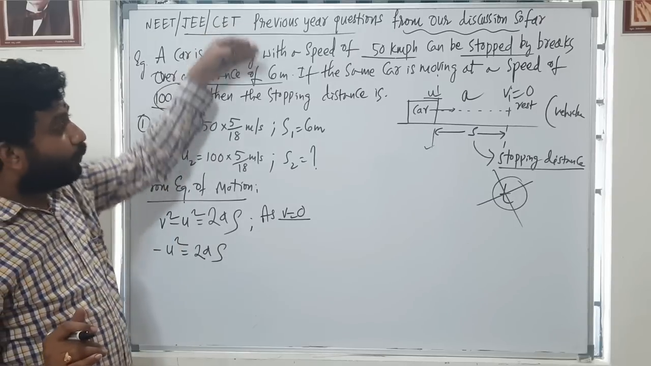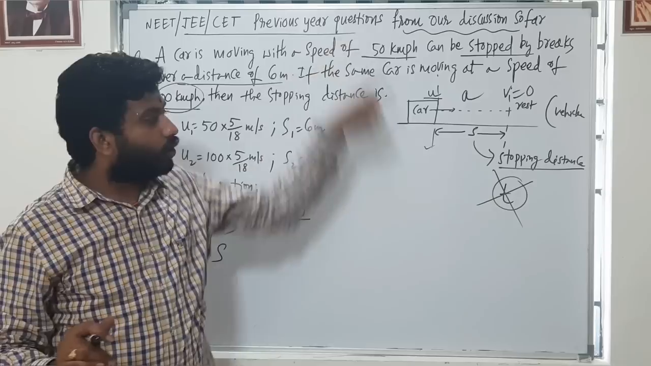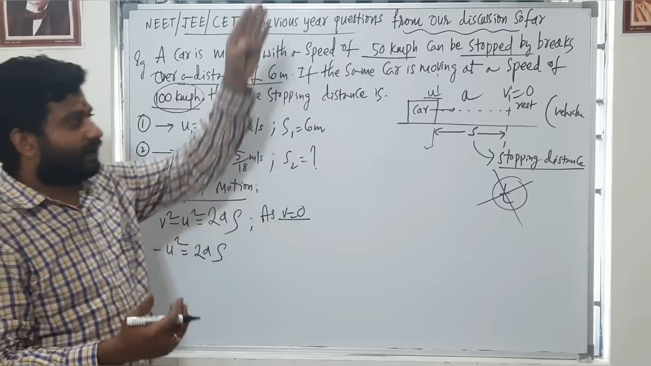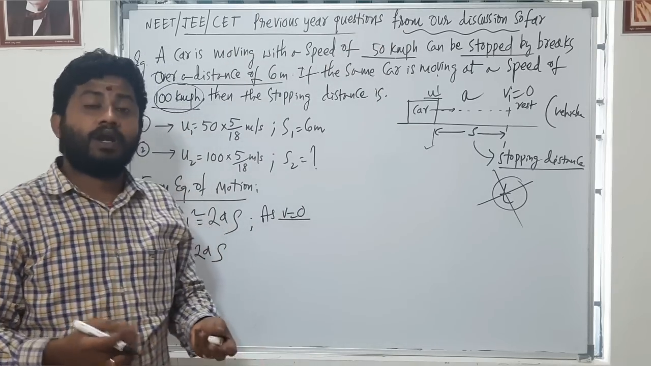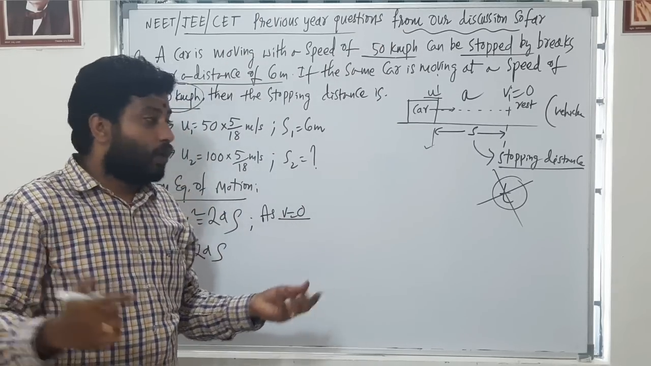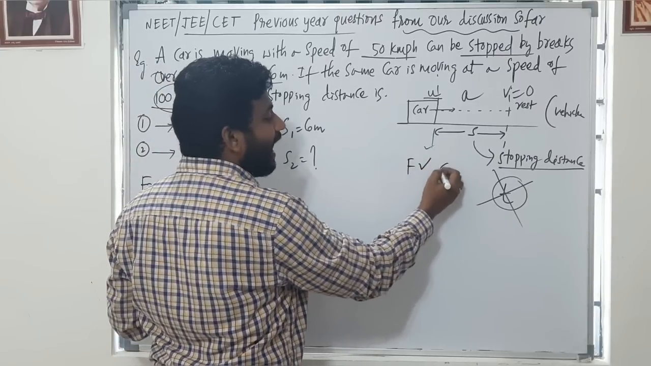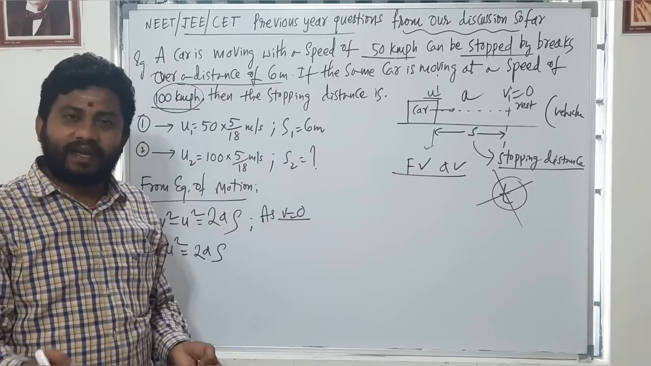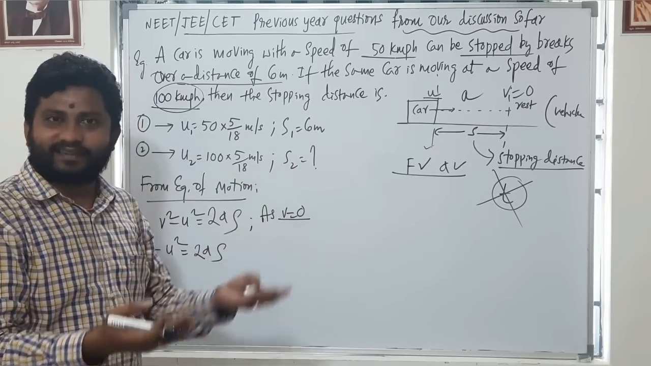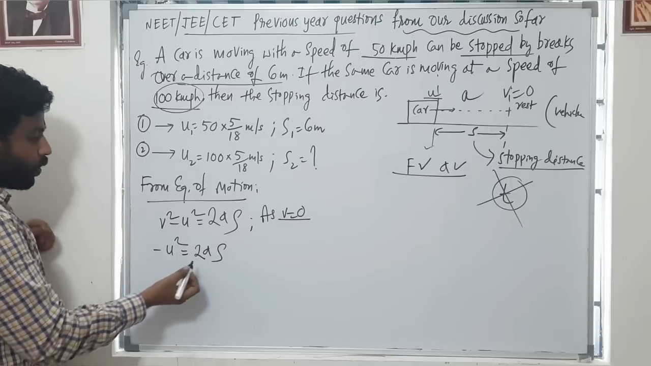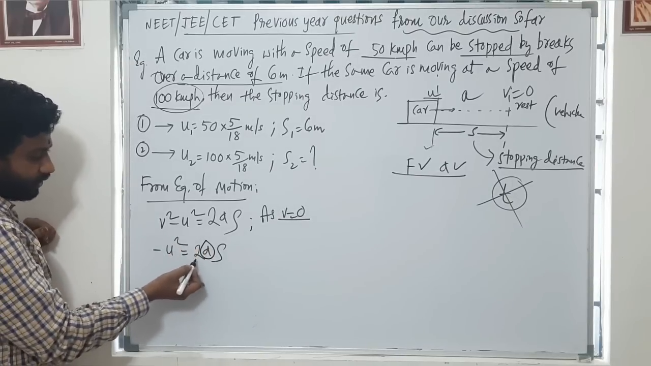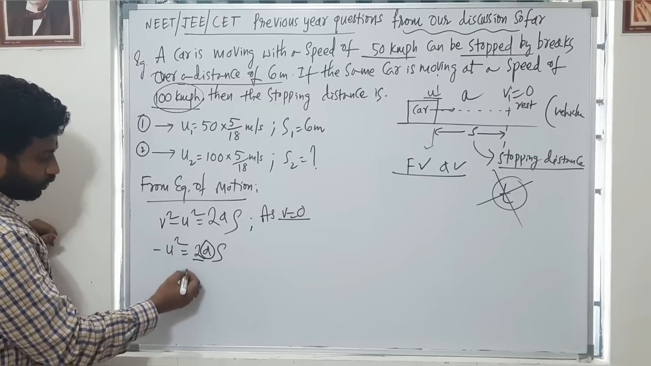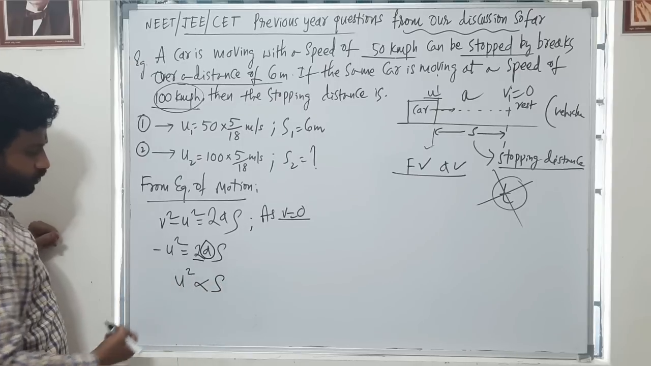In both cases, the braking force we applied is the same. Yes or no? Only the velocity with which the car is moving will be different. The braking force is the same, so when F is the same, acceleration will also be the same, because F is equal to ma and m is constant. So acceleration is constant, and this 2 is anyhow a constant. So what can I write from here? U square is directly proportional to the stopping distance.